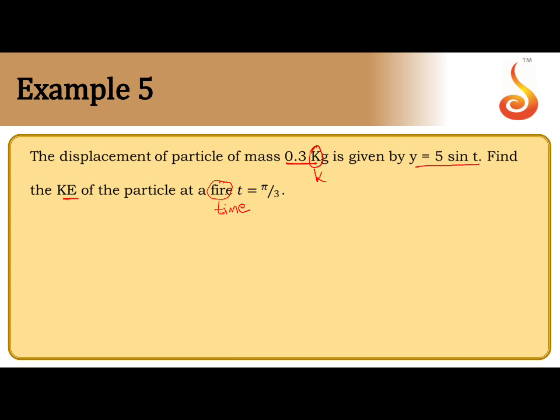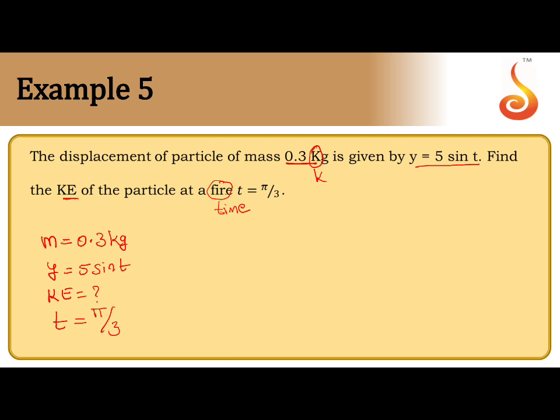So the given data is mass equal to 0.3 kg, your displacement y equal to 5 sin t. You have to find what is the kinetic energy when the time is equal to pi by 3.